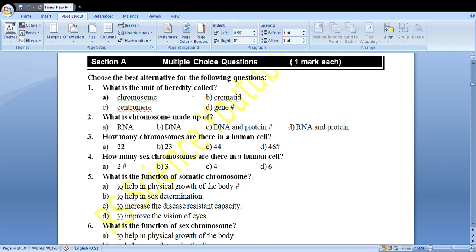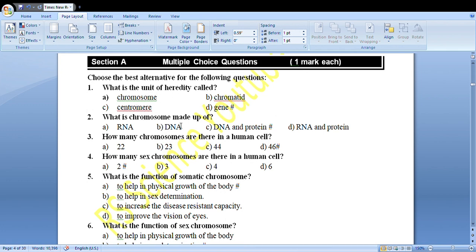Multiple choice questions from this lesson. Heredity. Section A, carrying 1 mark. Choose the best alternative for the following questions. What is the unit of heredity? The unit of heredity is obviously the gene. Gene is the correct answer.